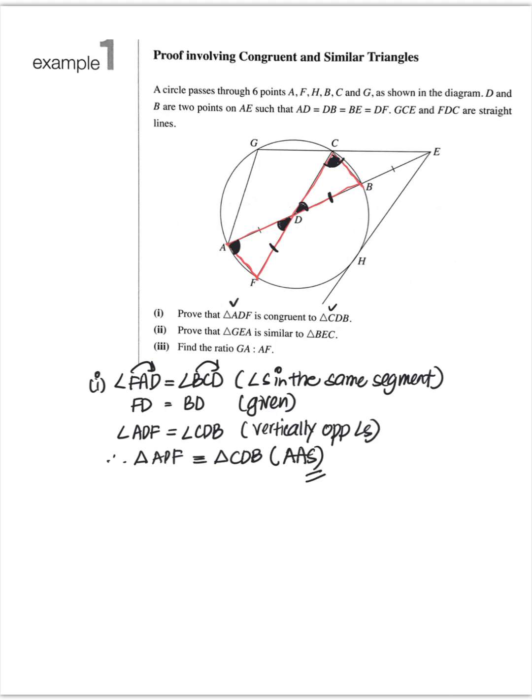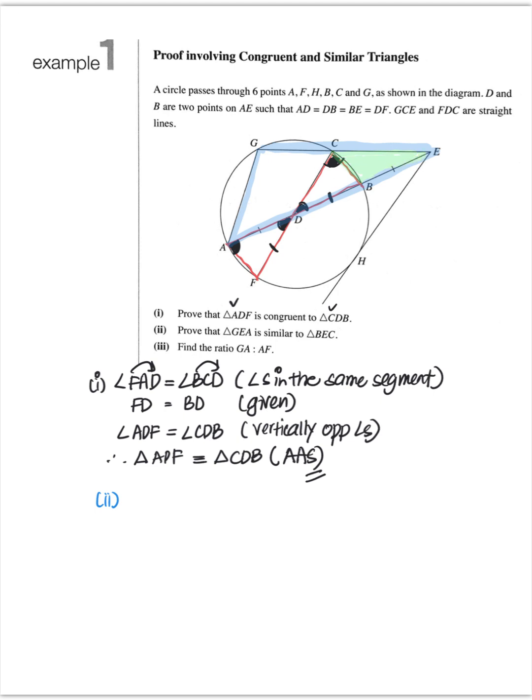Okay, then part 2. Prove that triangle GEA is similar to BEC. GEA is here. Wow, that's a big one, huh? This one. Is similar to triangle BEC. BEC is a smaller one. This one. The green one.